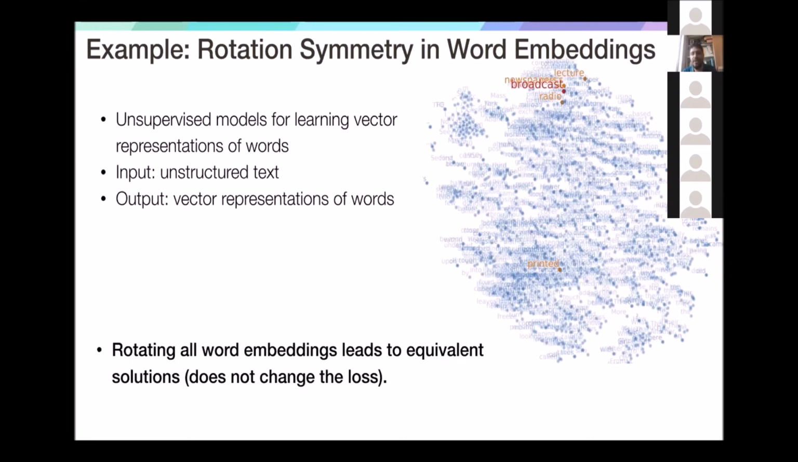And it's actually pretty much the same here if you think about it. If you rotated this entire cloud of word embeddings by a certain angle, nothing would really change. So there's also this exact symmetry there, because only relative distances matter and not the absolute orientation of these word embeddings.